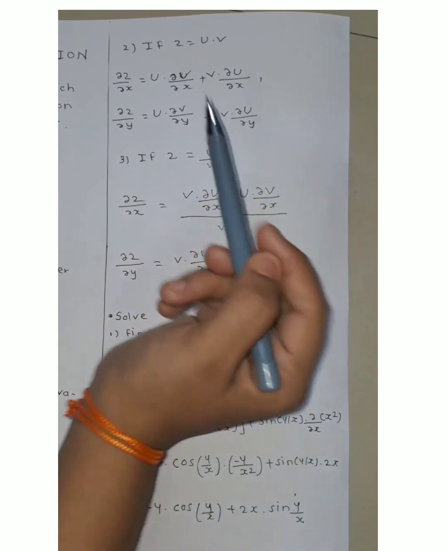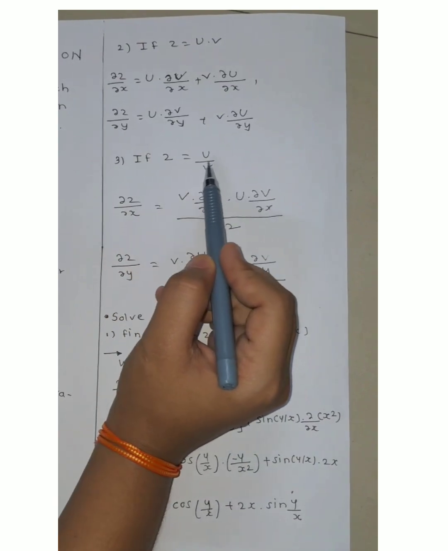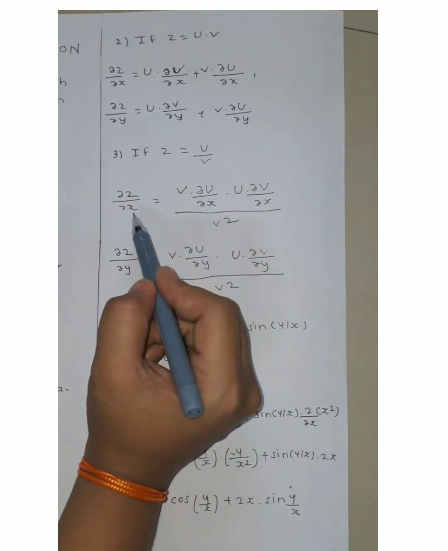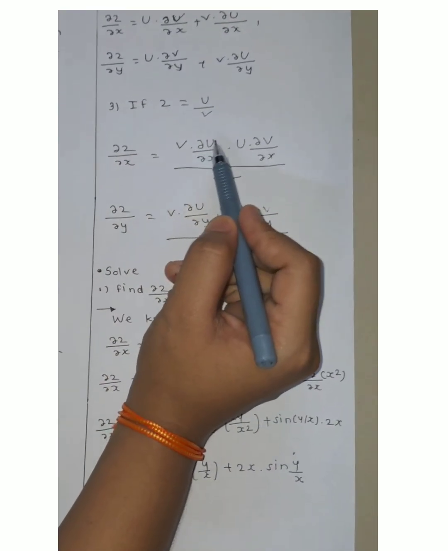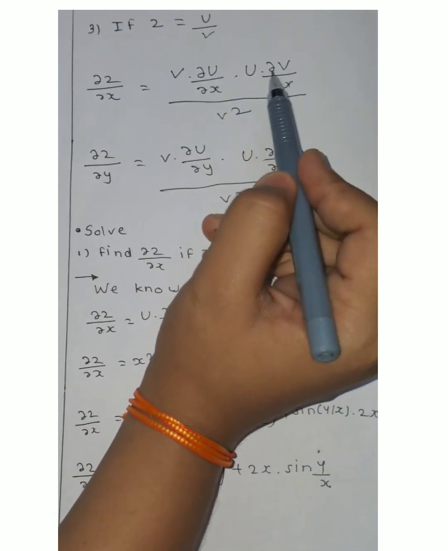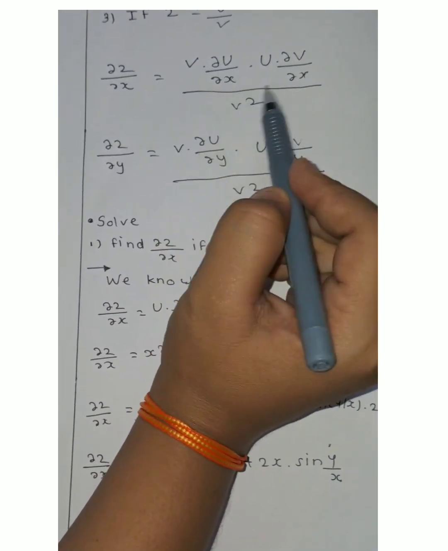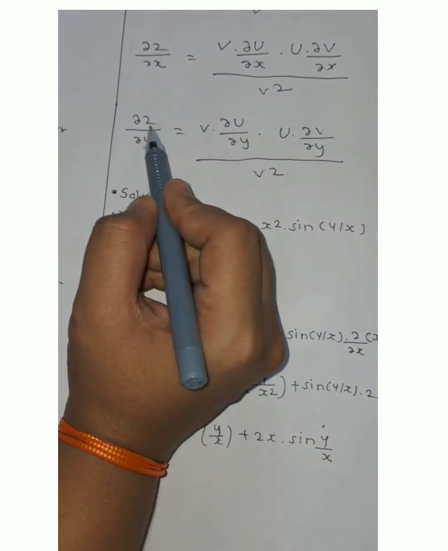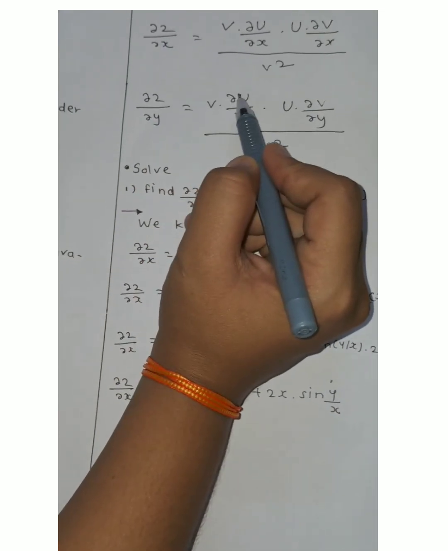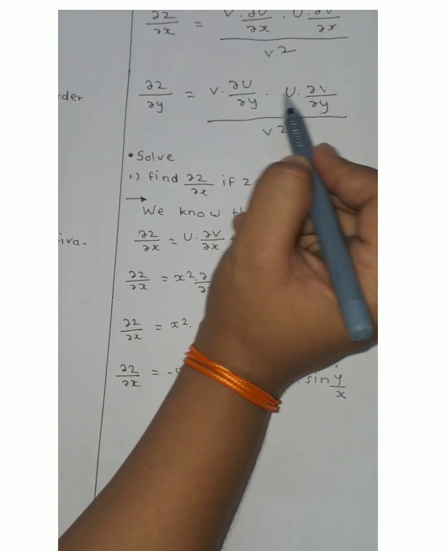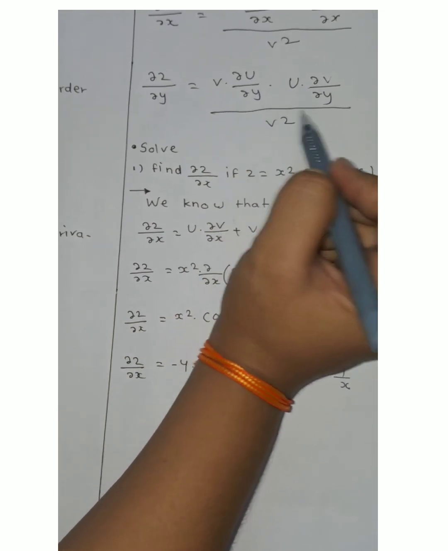The third rule is, if z = u/v, then ∂z/∂x will be (v ∂u/∂x − u ∂v/∂x) divided by v², and ∂z/∂y will be (v ∂u/∂y − u ∂v/∂y) divided by v². So let's solve some problems on this.